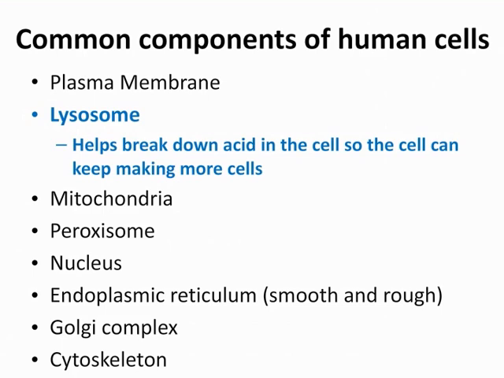Alright, so finally, finished with the plasma membrane. Now we're going to talk about learning objective 4, which is describing the structure and function of lysosome plus associated diseases. So first, lysosomes are the things that help break down acid in the cell so that your cell can keep making more cells.